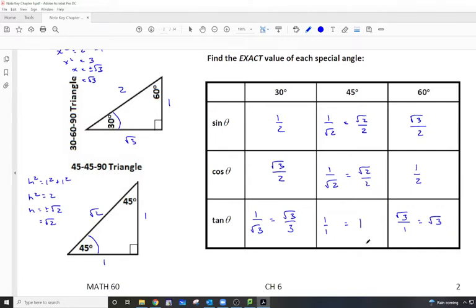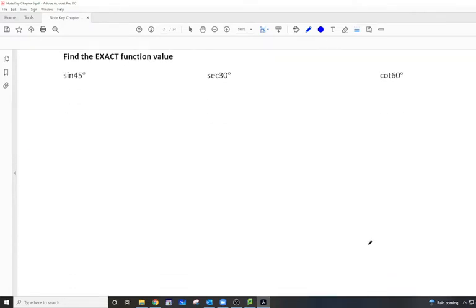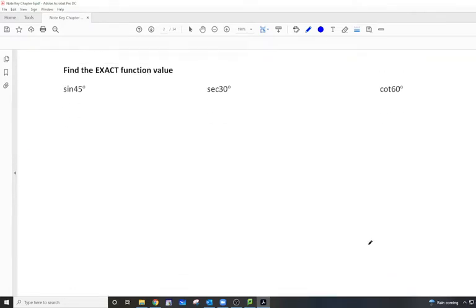All right, so now I purposely put this at the end of a page, because now I want you to flip to the next page, and I want you to find the exact values of these functions without using what we just created, because I want you to create these triangles every single time. So in other words, for every single one of these questions, you're going to create a triangle with the angle down here being the one that you want to solve for.